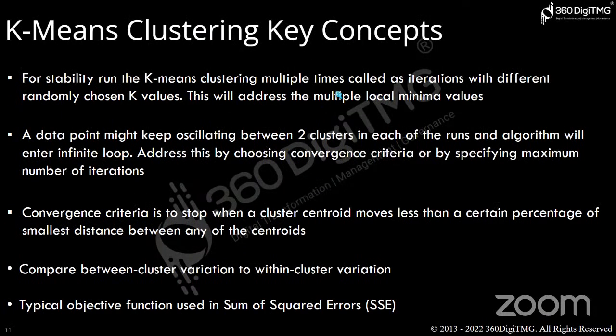So let us also discuss some of the key concepts of k-means clustering. For stability of k-means clustering, we should run the k-means algorithm multiple times with different or randomly chosen k values. We'll change the number of k values and run multiple times. This will address the multiple local minima problem. If you have local minima, running it multiple times may give us a global minimum.